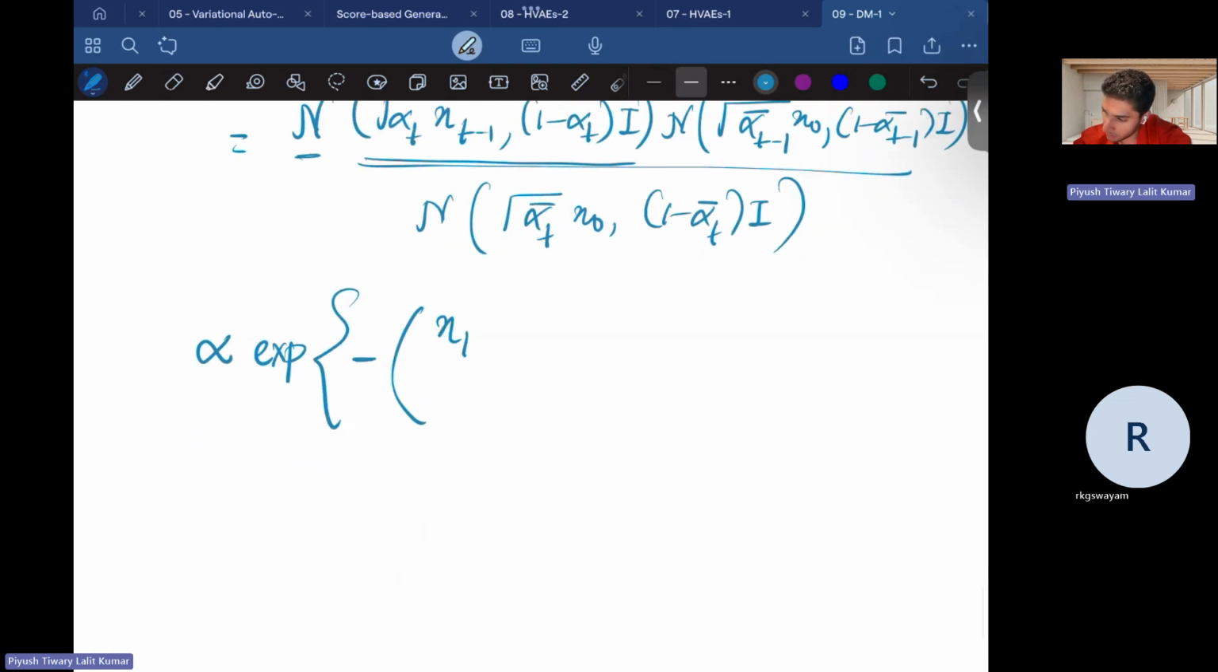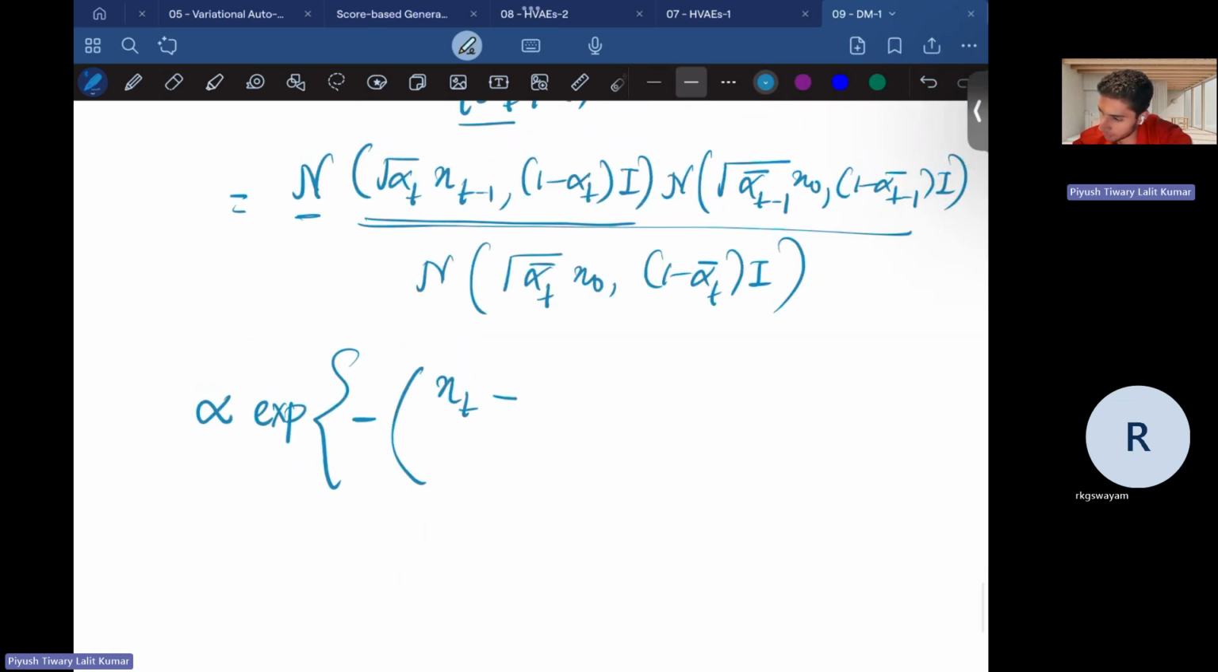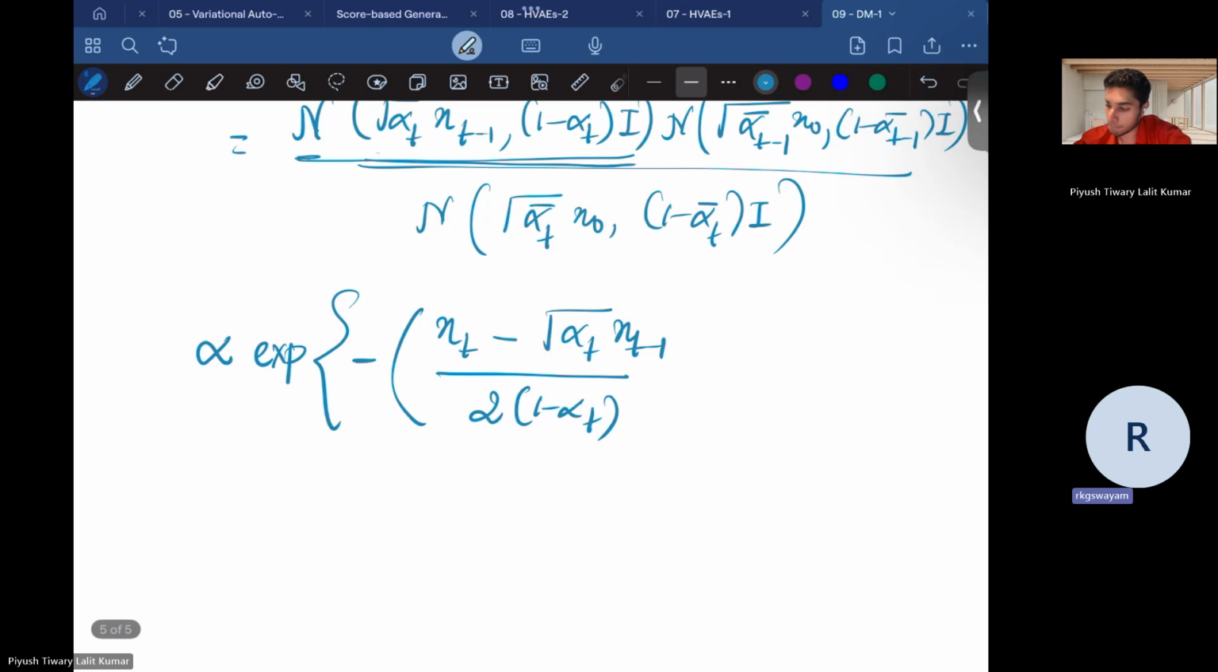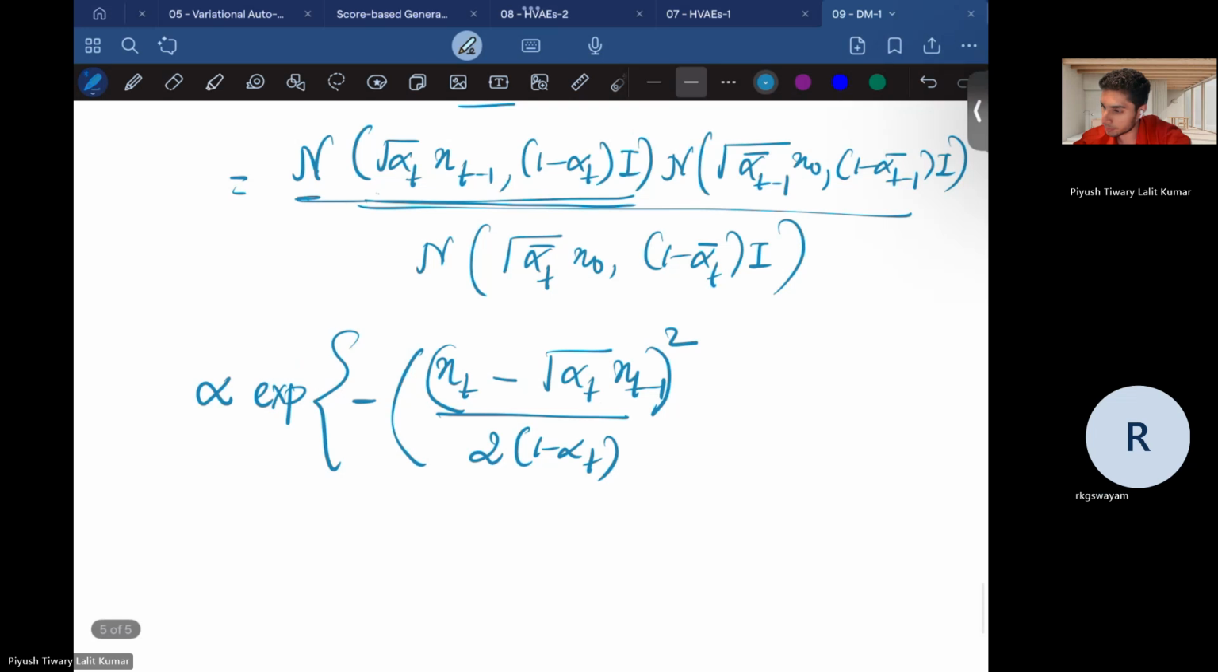So this is xt. What is the mean? The mean is square root of alpha t xt minus 1, whole square, divided by 2 sigma square. What is the 2 sigma square? This is 2 into 1 minus alpha t. Is this fine? I have just written the term that will be in the exponential for this distribution, the first Gaussian.